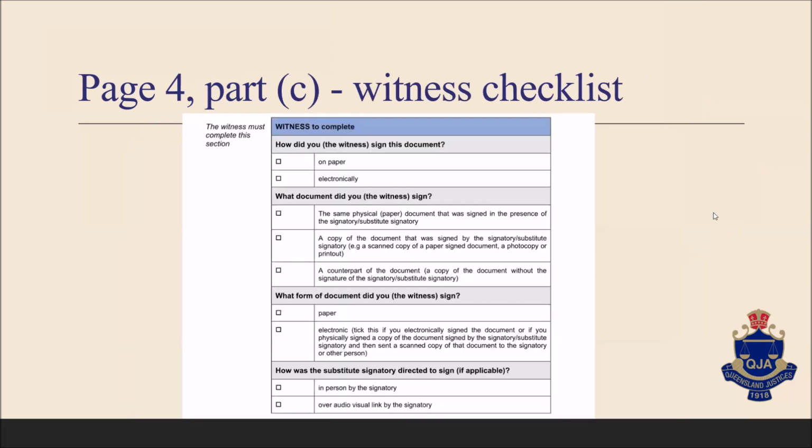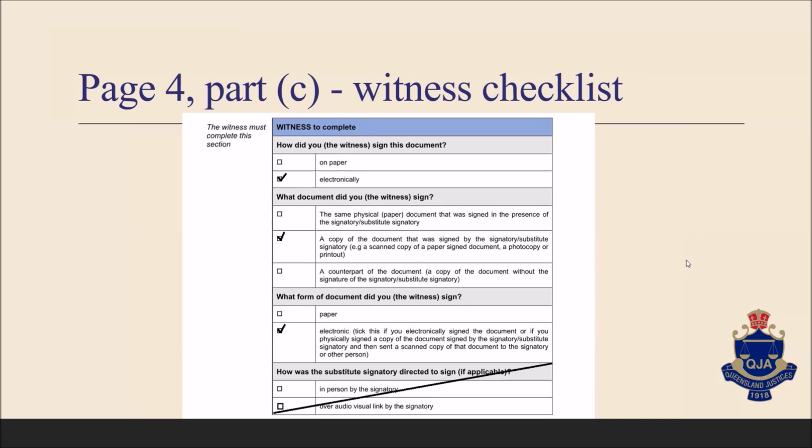Part C is the witness checklist. This need be completed only if the declarant opts to complete the section above, Part B. So this is what it might look like where the witnessing process is physical. Paper, paper, paper. Where the witnessing process is electronic, the electronic box is checked. Note in both cases, the bottom section is crossed out. It would need to be completed only where a substitute signature is involved. Otherwise, it should be crossed out.